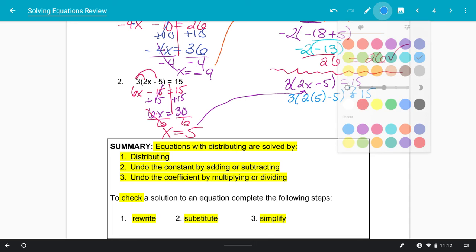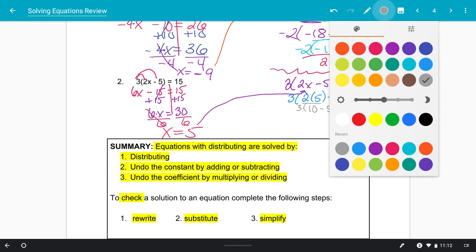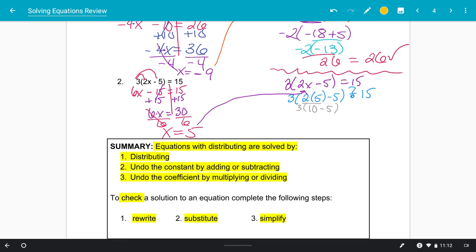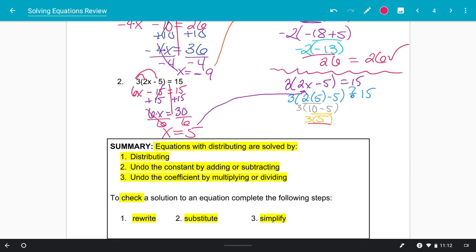All right, order of operations, again, working inside the parentheses first. I'm going to do that multiplication before subtraction. 2 times 5 giving us 10, bringing everything else down. In my next step, I'm still working inside the parentheses. I have 10 minus 5 to get 5, bringing everything else down. This is our last step because we only have one operation left, and that is multiplication. 3 times 5 giving us 15, which is equal to 15, and so that also will check out.